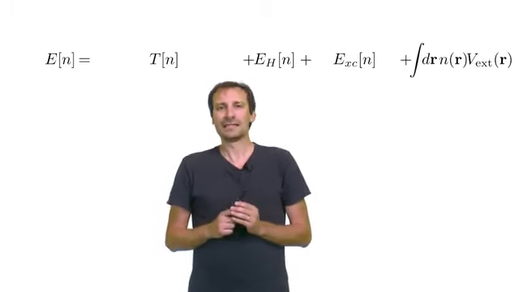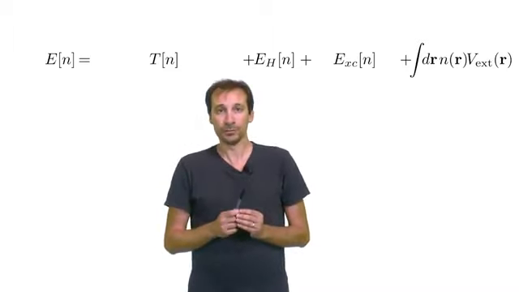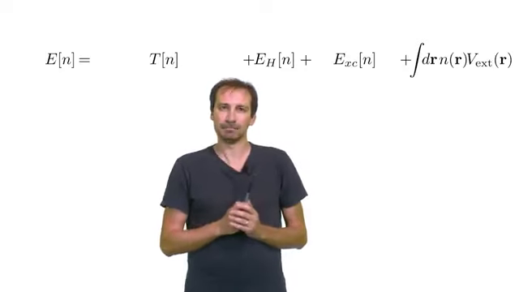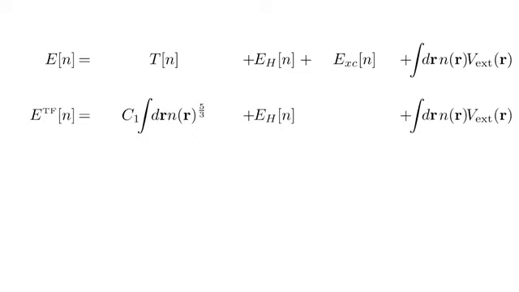Let's write the exact total energy as a functional of the density. We know from the Hohenberg and Kohn theorem that this is indeed exact. Let's then compare it with the Thomas-Fermi approximation. We easily recognize that the Hartree term and the external potential term are the same in the two approaches. But, most importantly, we immediately see where the limits of the Thomas-Fermi approach lie.